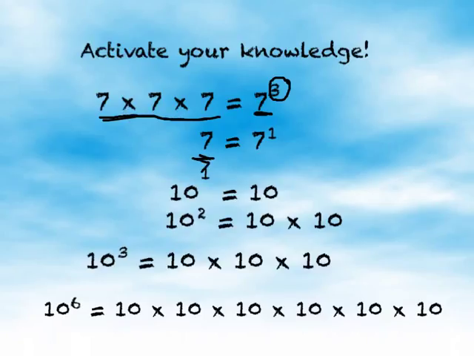Just the number 7 would be the same thing as saying 7 to the first power, because there's only one 7. 10 to the first power is the same thing as just saying 10, or 1 times 10. 10 to the second power is the same as doing 10 times 10, or 10 multiplied by itself 2 times. 10 to the third power equals 10 times 10 times 10, or 10 multiplied by itself 3 times. 10 to the sixth power is the same thing as saying 10 multiplied by itself 6 times, or 10 times 10 times 10 times 10 times 10 times 10.